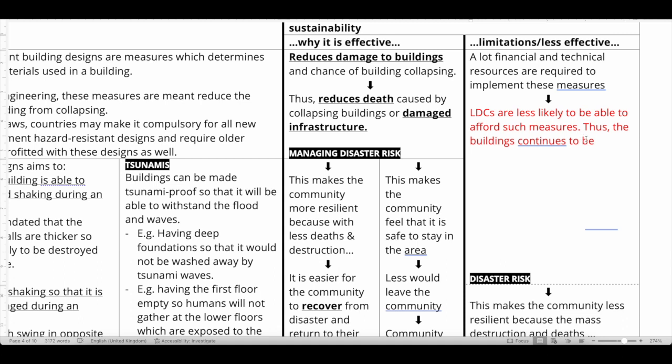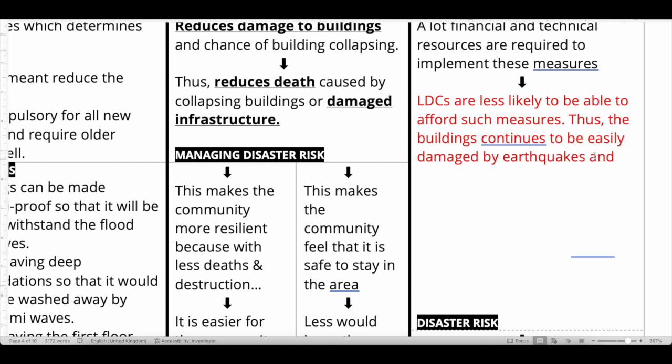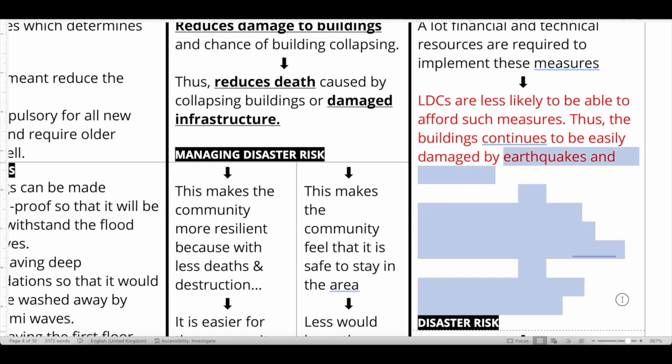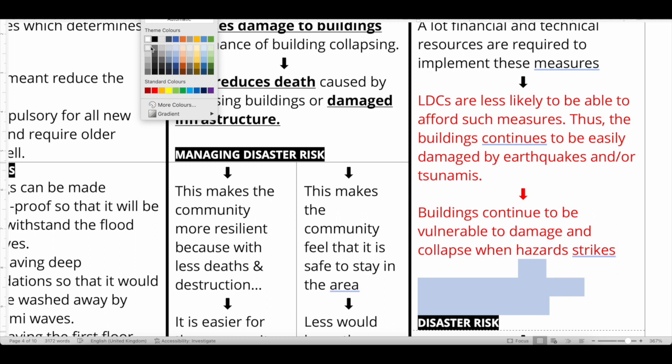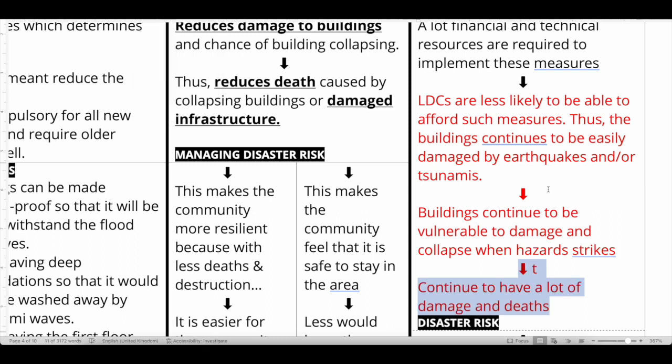If they're not able to afford it, then it's most likely that the buildings continue to be easily damaged. And when it's easily damaged, it will continue to be vulnerable to disasters when the hazard strikes, and as a result, you still get a lot of damages and deaths. Damages and deaths means that there's high disaster risk. So it always goes back to this issue fundamentally.